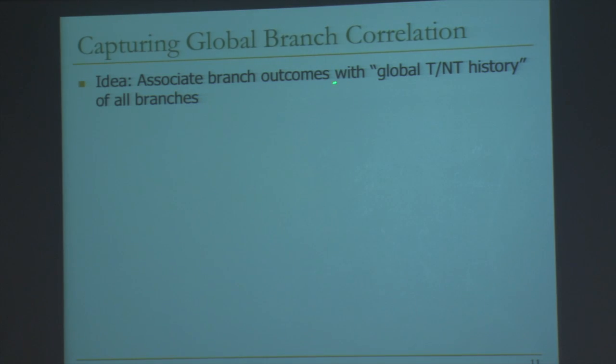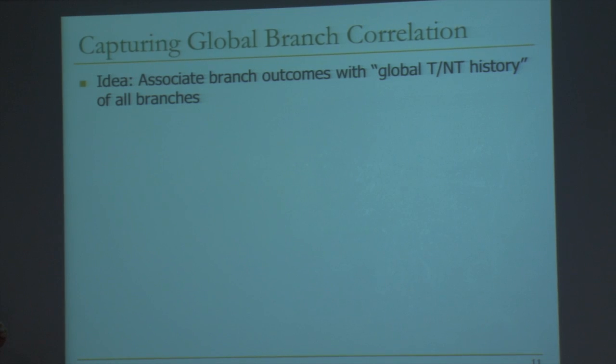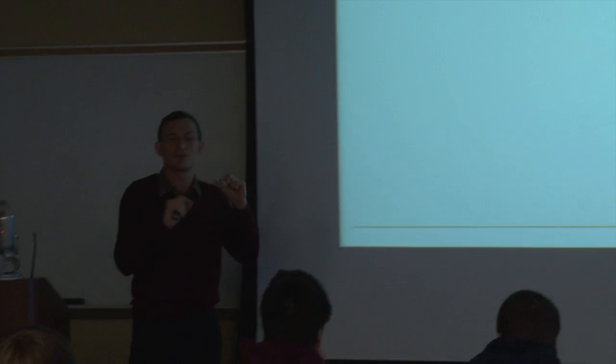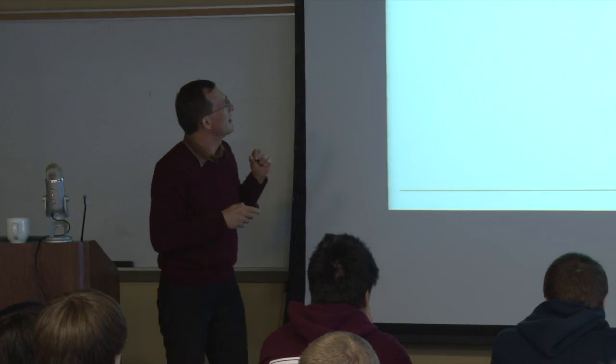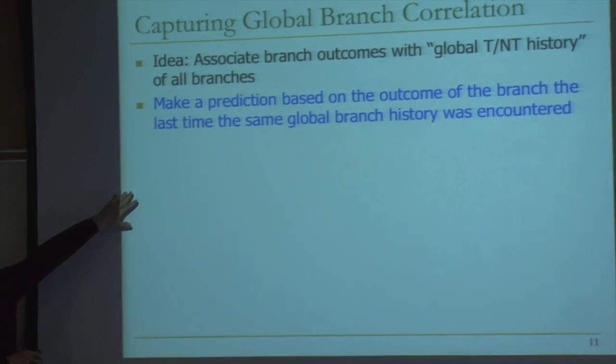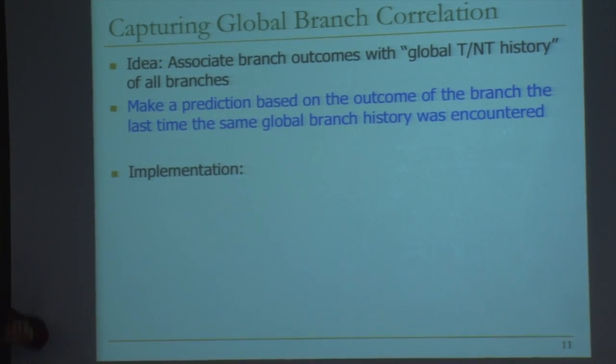The idea is to associate branch outcomes with a global taken, not taken history of all branches. Have a register that keeps track of the history of last n branches that were executed. It basically encodes the taken, not taken behavior of those n branches. And make a prediction based on the outcome of the branch the last time the same global branch history was encountered. Does that make sense?